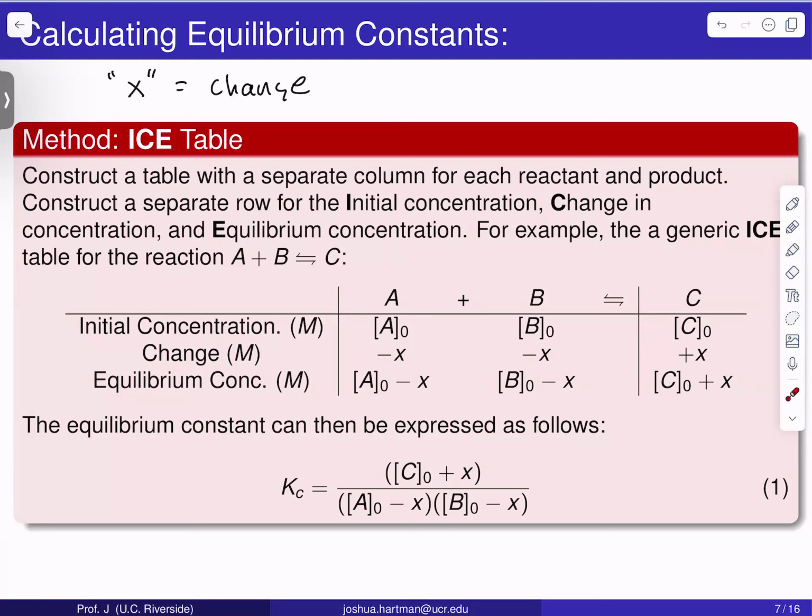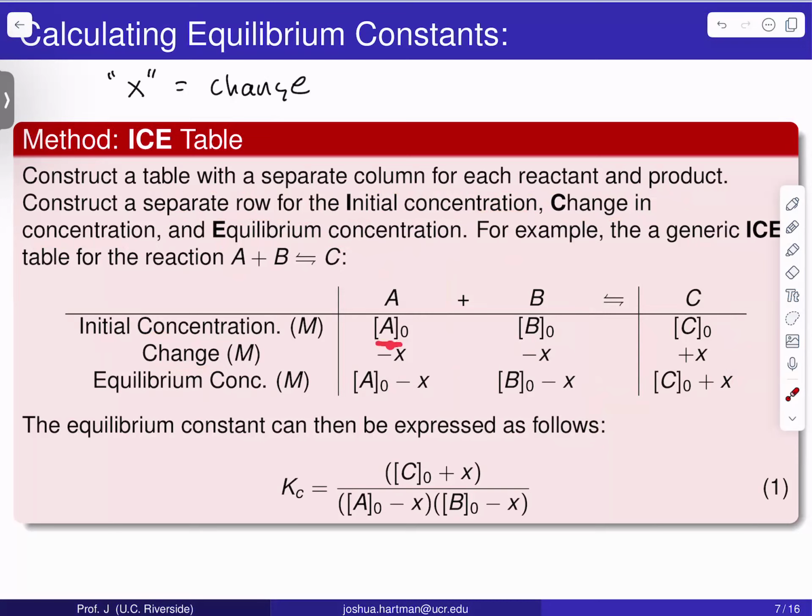And so the idea here is we're going to construct this table with a separate column for each reactant and product. So column one for reactant one, two for reactant two, three for products. So get it all separated out here, and then a separate row for the initial concentration, change in concentration, and equilibrium concentrations.